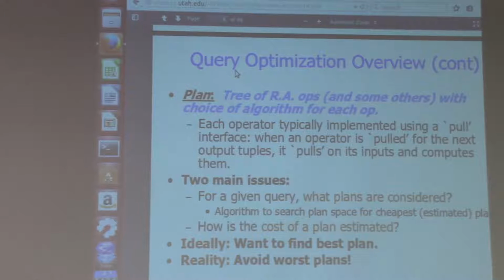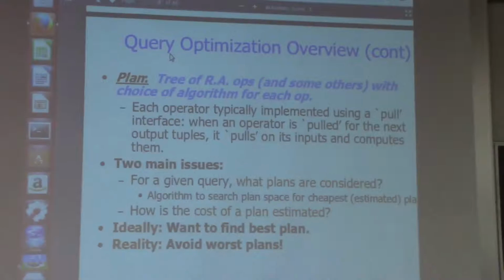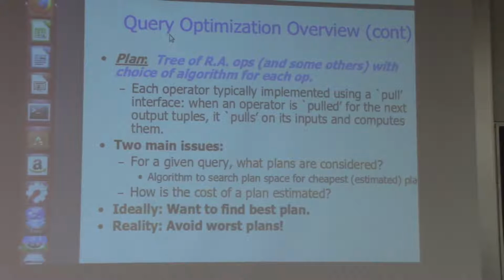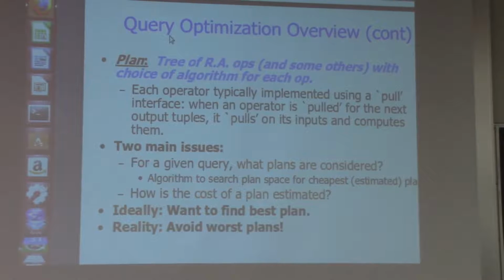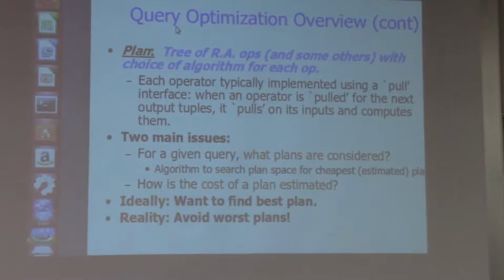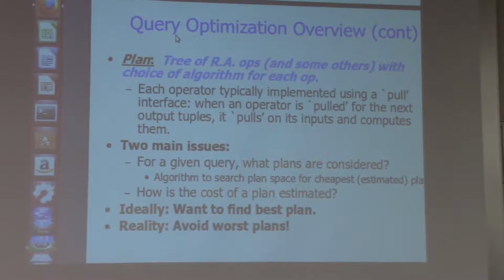And each operator is typically implemented using a pull interface, which is the interface we talked about earlier, right? You have an initialization, you have a close, you have a pull, get next, and so on. So when an operator calls this pull method, it will essentially call the get next method of the operator down the pipeline. Okay, so that's how you link up these operators.